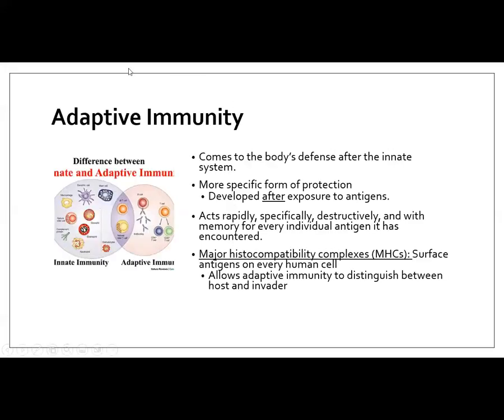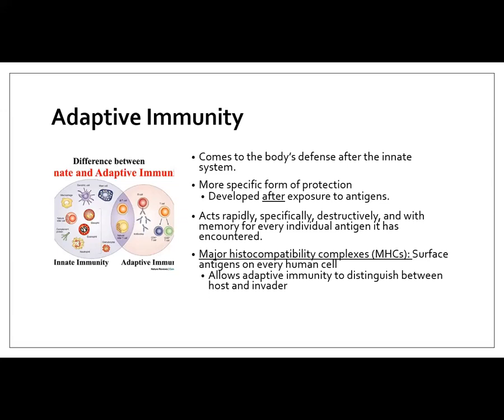Then you have adaptive immunity. Adaptive immunity comes to the body's defense after the innate system. So these are different. This is what makes us each unique. And this is why some people will develop pneumonia. Some people will be able to have had pneumonia and develop an immune response to that. It's a more specific form of protection. It's developed after exposure to antigen.